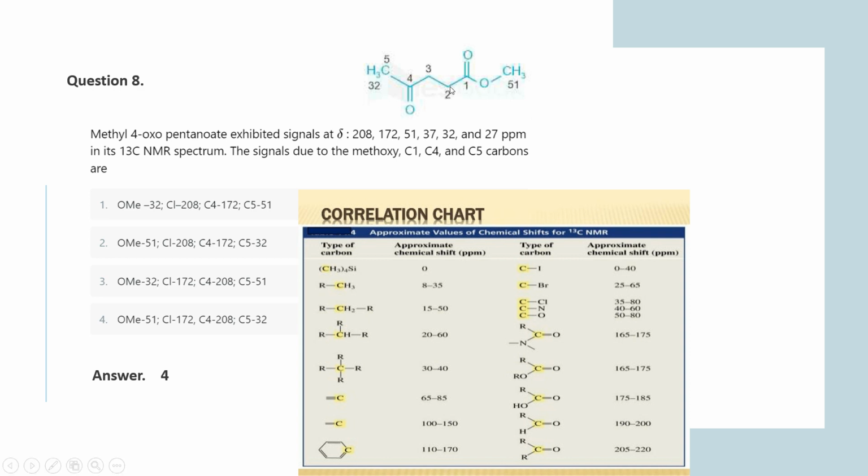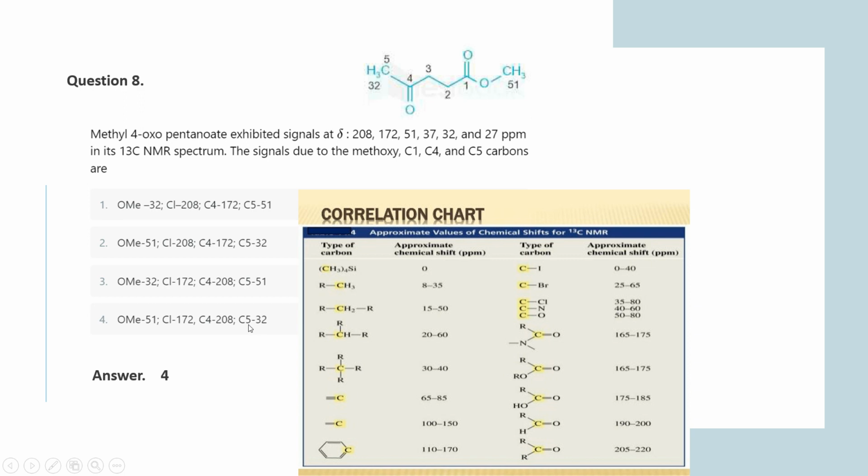Okay, so let us go to the options again. We had option 2 and 4. Between option 2 and 4, which one is giving us a value of 170 for C1? Definitely option 4. So C1 ester is 172. So by just looking at two values of carbon atoms, you can quickly tell that option 4 is the correct answer.